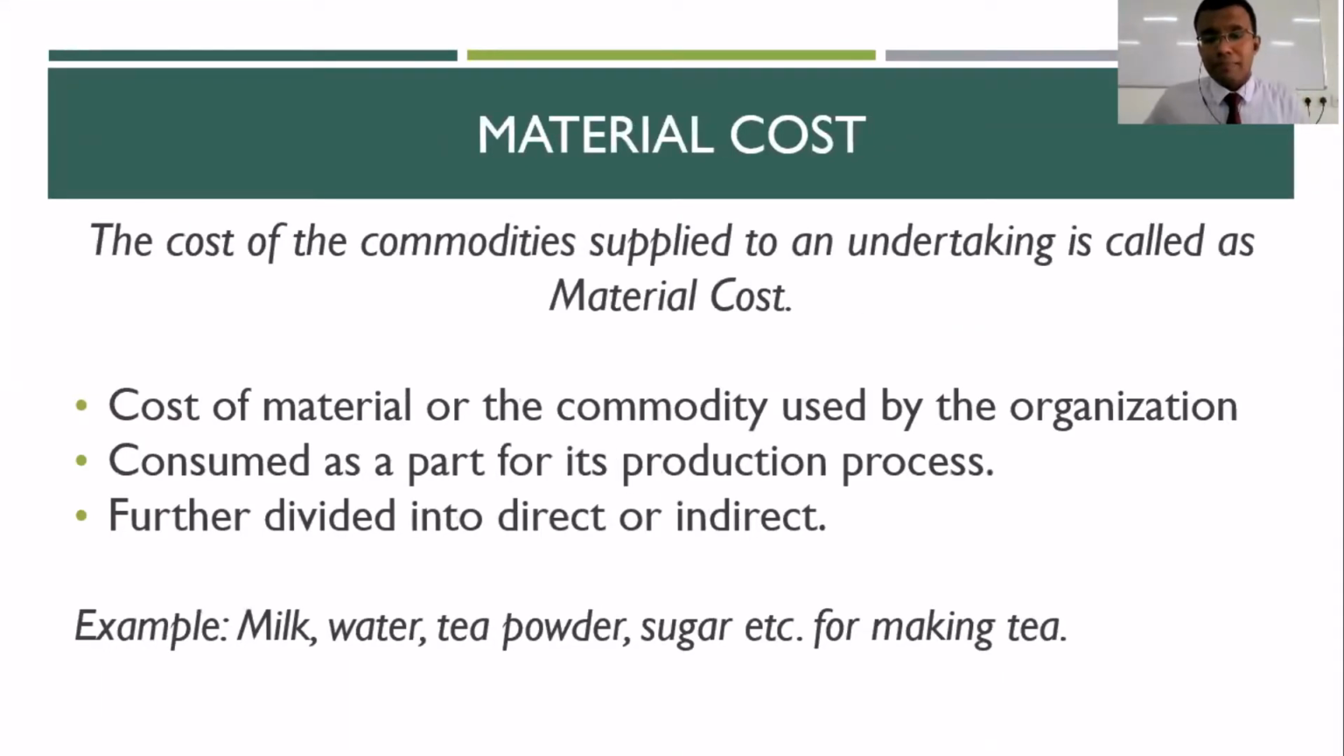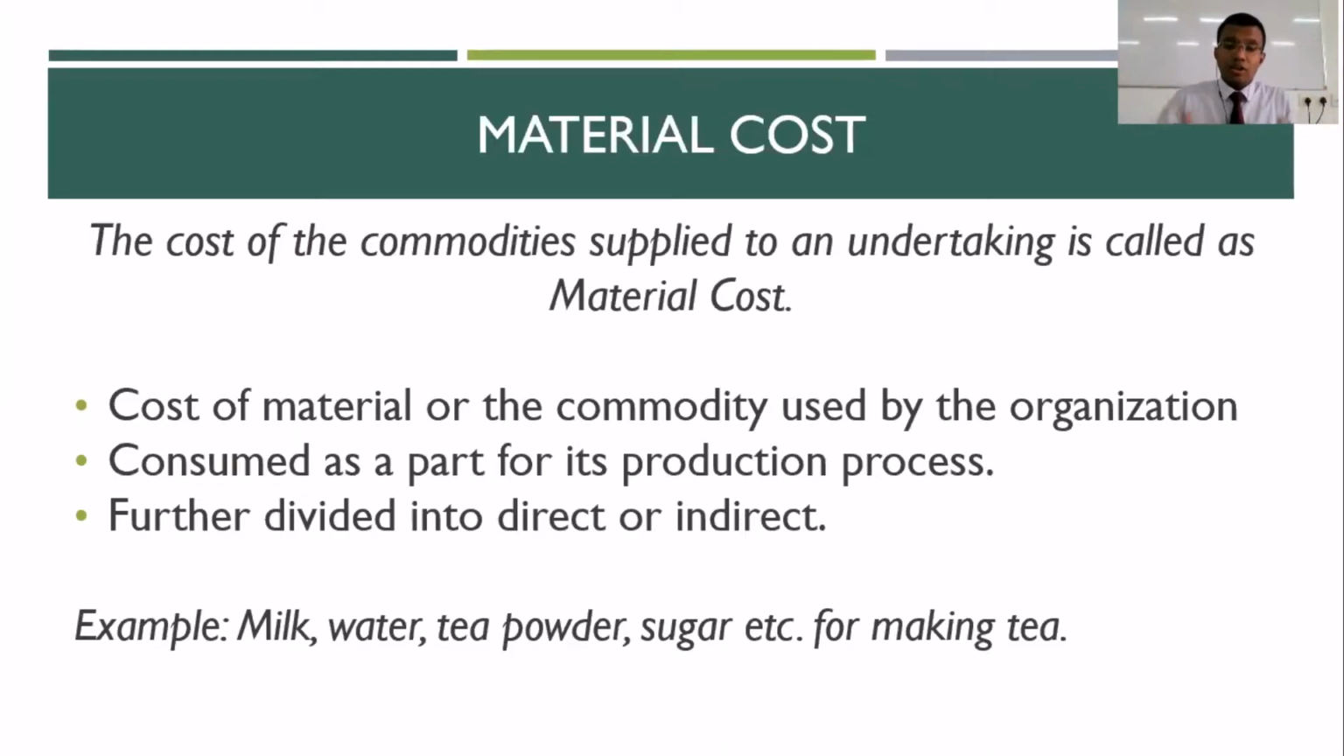Now let's first talk about material cost. In a nutshell, material cost refers to the cost of commodities supplied to an undertaking. You're an organization, a business, in the process of manufacturing or production. For you to carry out your routine process, you may need the input of some commodity. You may need certain items as your raw material. So the cost that is incurred in supplying that material to you is referred to as material cost.